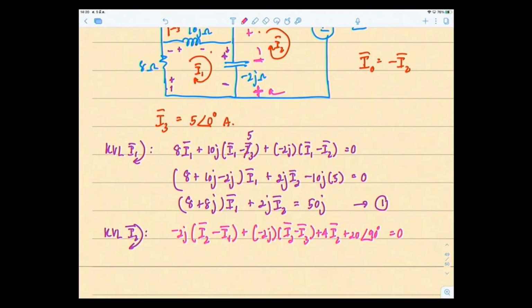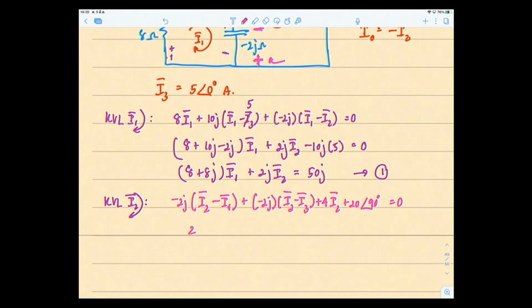Group them together: I would have 2J I1 plus 4 minus 2J minus 2J I2 plus 2J I3 equal to minus 20 at 90 degrees.